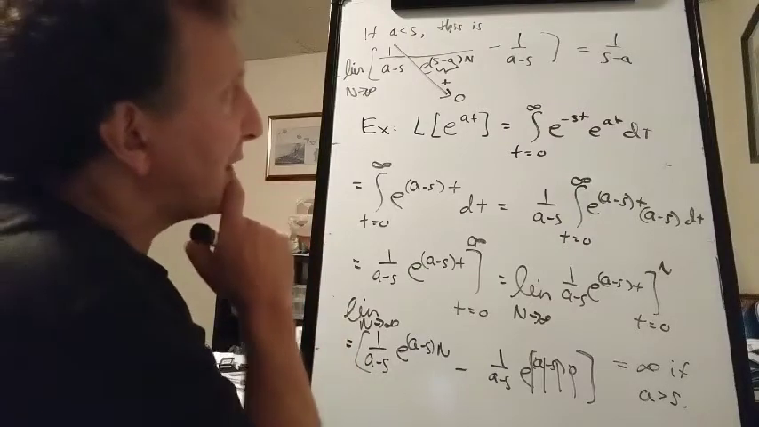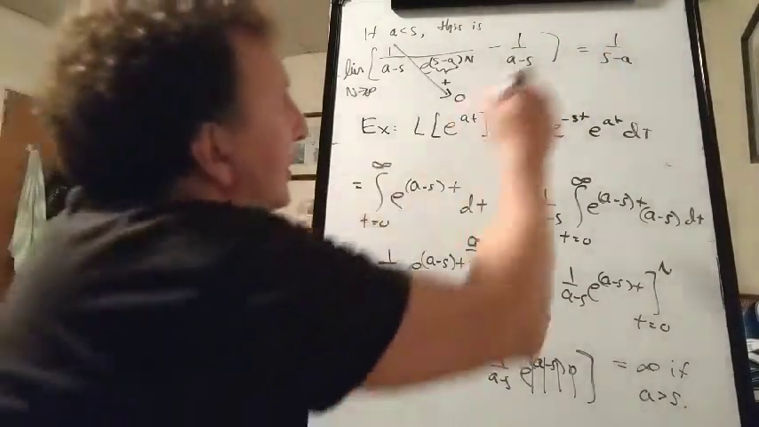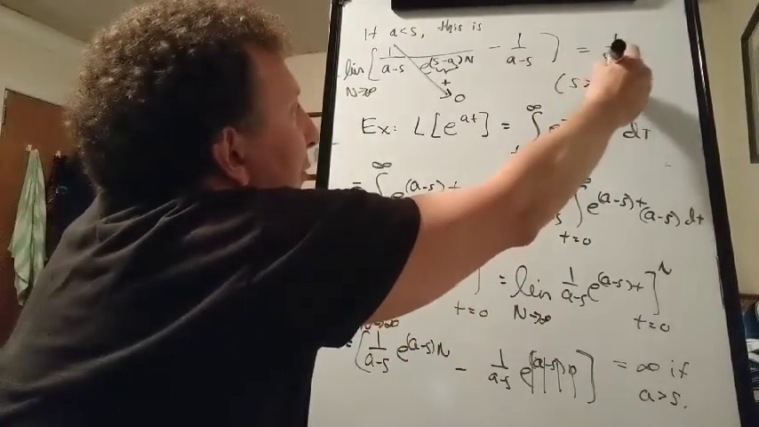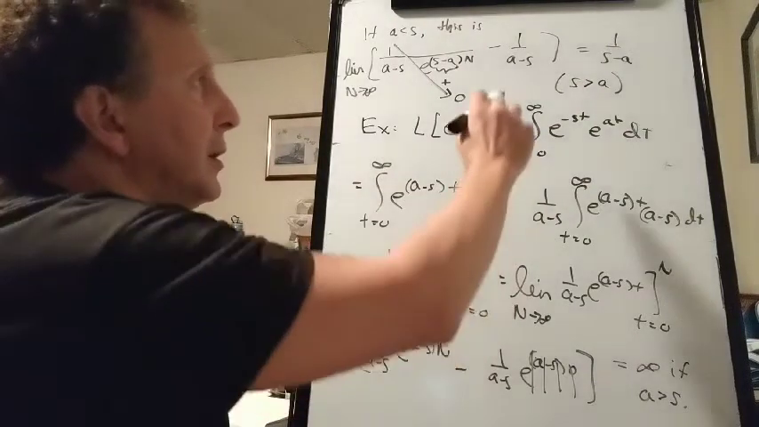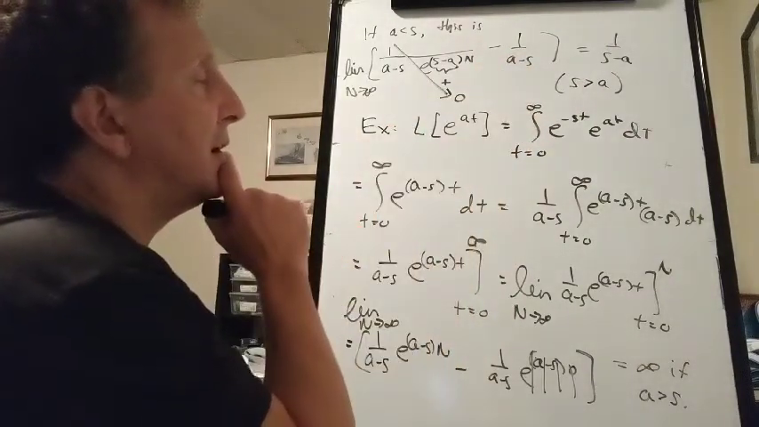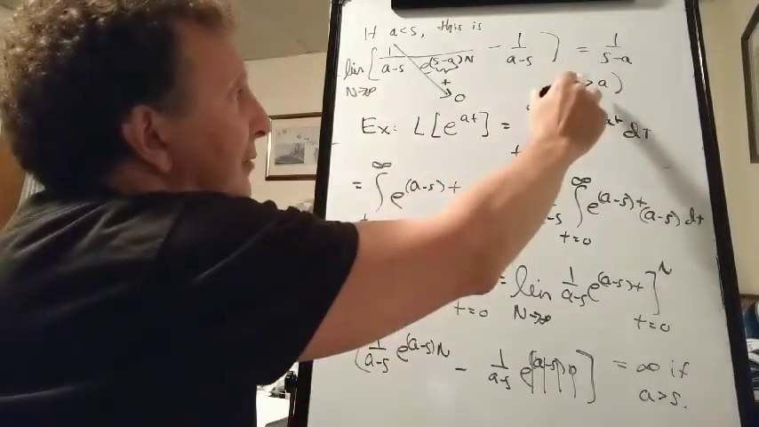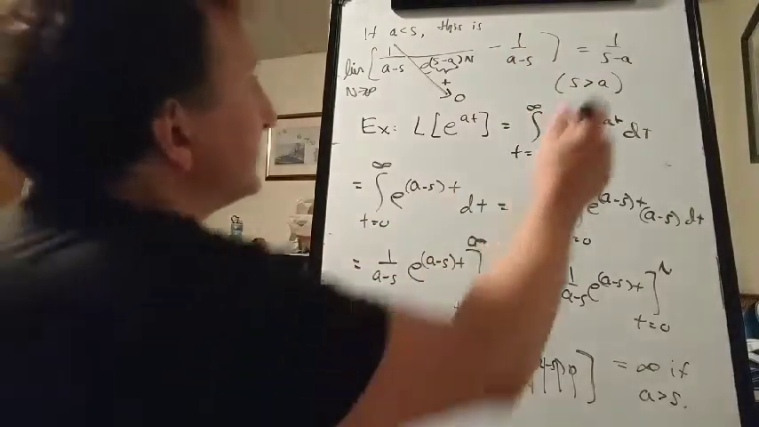And for s equals a, we'd have a problem. That would be 1 over 0. So this is defined for s greater than a. We were looking at s greater than 0 before, but we want this to be continuous and defined. So we're going to start after a, not at s equals a, but after a.